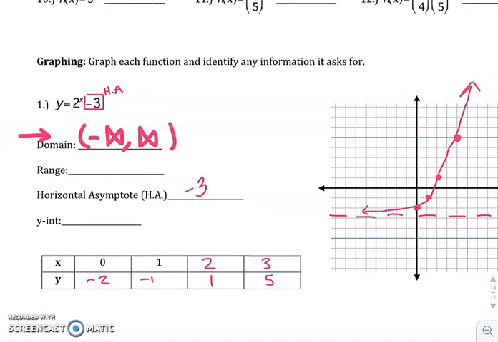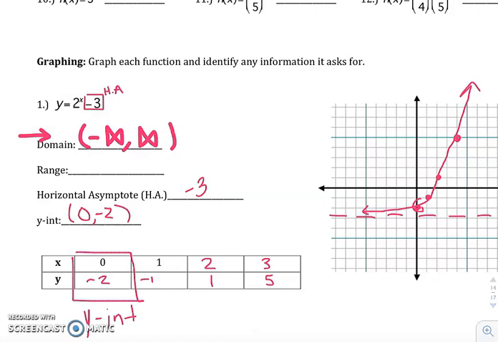The other two things it asks for are the range and the y-intercept. Just remember, the y-intercept is whenever x is 0. So either go to the graph and find it, since you plotted it, or look at the table. We actually found it on the table, and the y-intercept is going to be 0, negative 2.